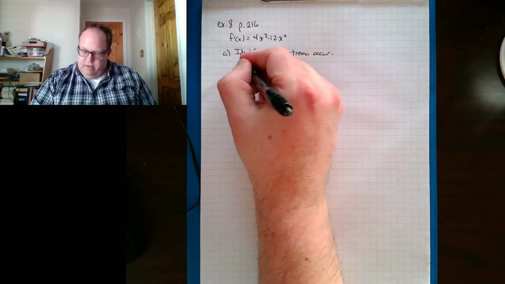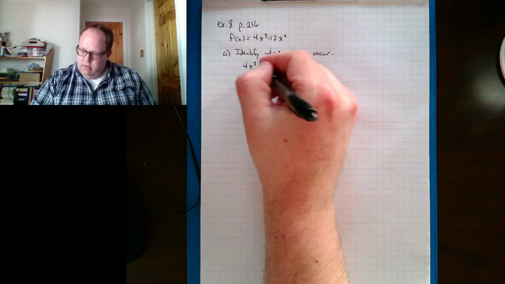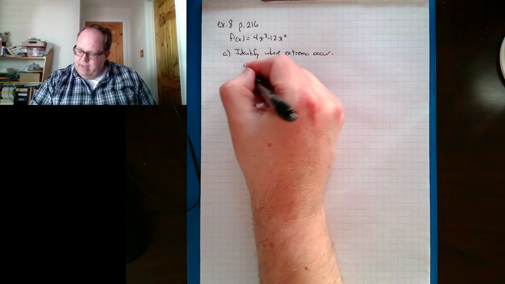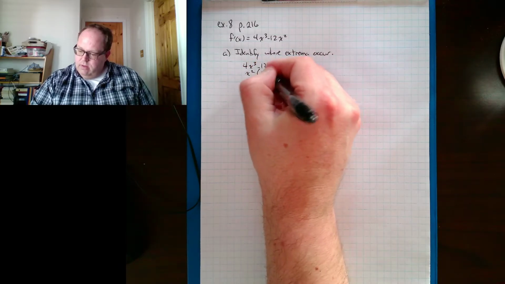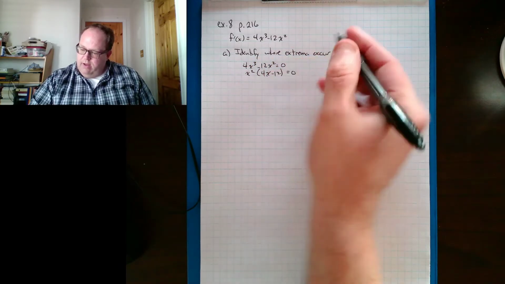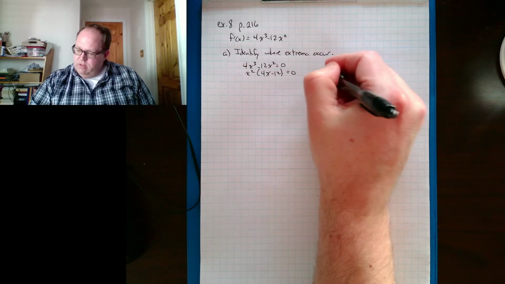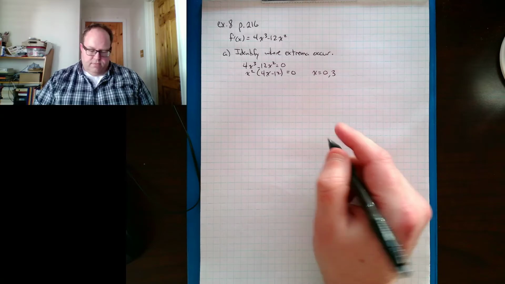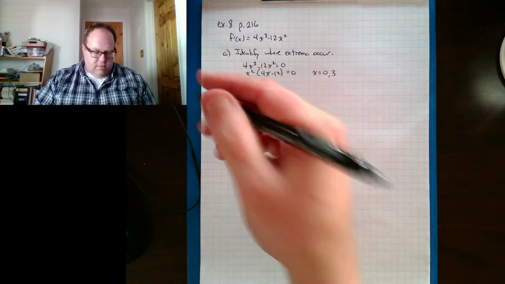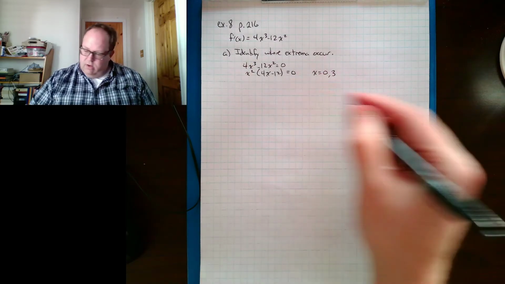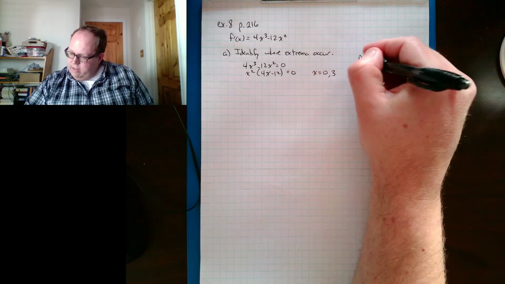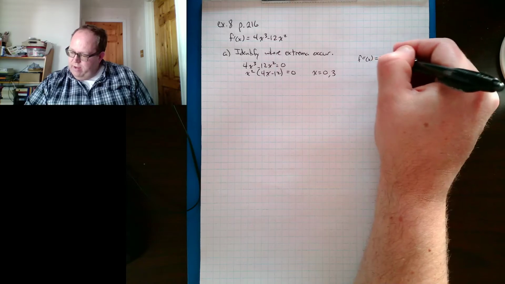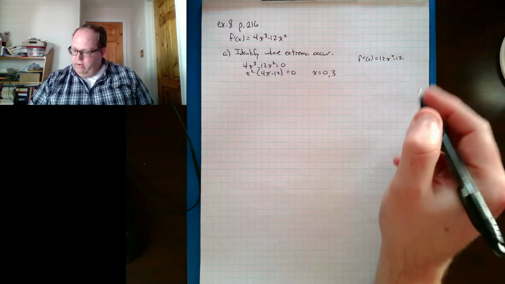Those are going to happen when 4x cubed minus 12x squared equals 0. And if I factor that a little bit, I'll find the solutions are when x equals 0 and when x equals 3. Now I'm going to go one step further and look at the second derivative. The second derivative of that will be 12x squared minus 12.